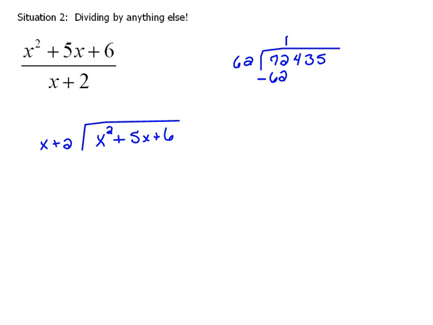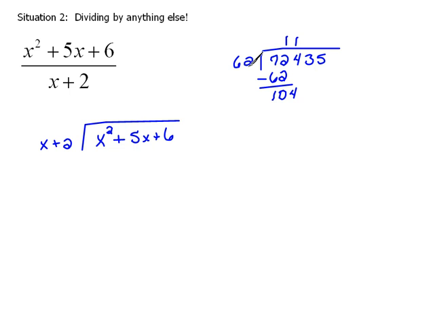And then normally we subtract. So 72 minus 62 would be 10. And then we drop our next term and we begin all over again. We say what times 62 will give us 104. Well, it's not exact, so we have to get as close as we can. And that would be a 1.